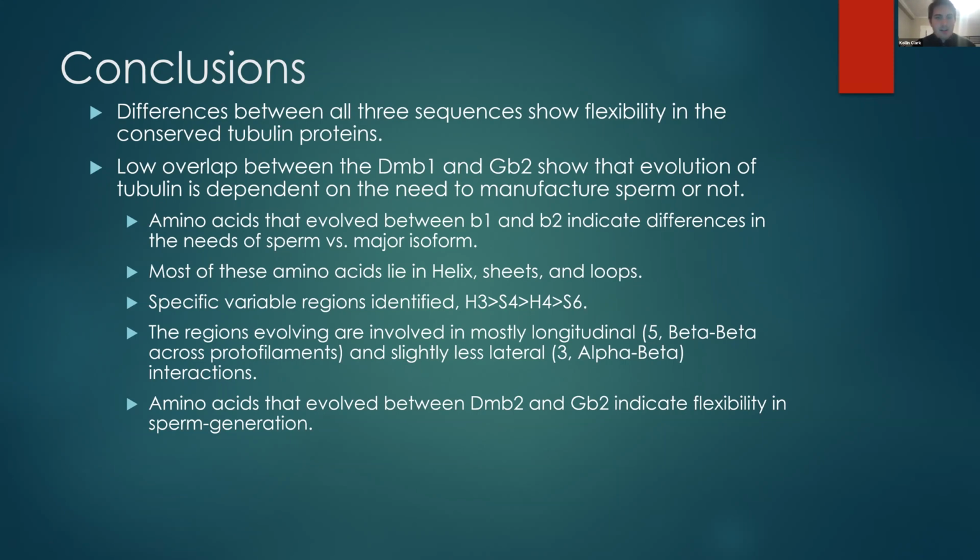And then the regions that are evolving are involved in mostly longitudinal beta to beta interactions across protofilaments, with just slightly less of these interactions being lateral alpha to beta interactions. And then the fact that the amino acids are evolving differently in Drosophila beta-2 and Glossina beta-2 indicate flexibility in sperm generation, and that there isn't just one cookie cutter way to get there, but there are different paths that they both can get there.